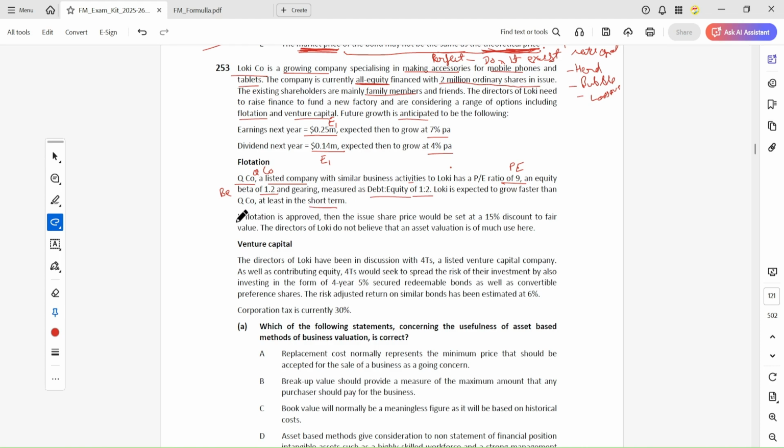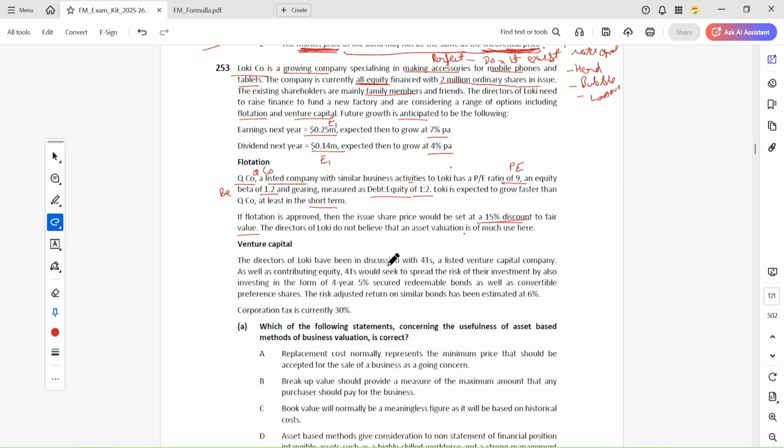If flotation is approved, then the share price would be set at a 15% discount to fair value. So each share would be issued at a 15% discount. The directors of Loki do not believe that an asset valuation is of much use here. Okay, so next is the venture capital.